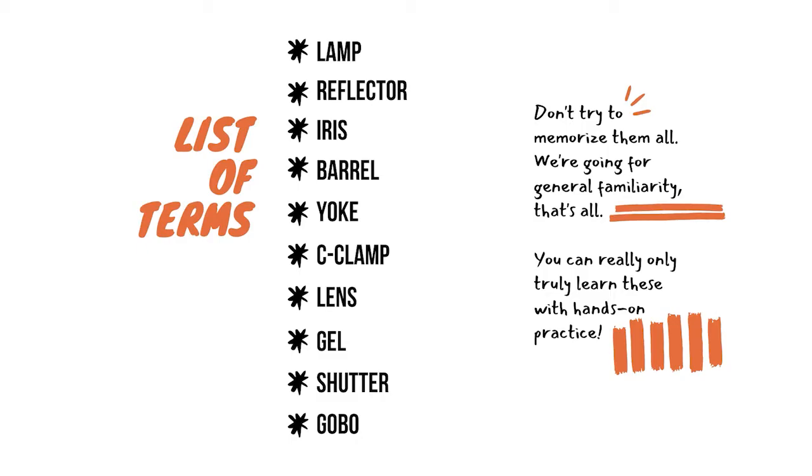Here's a vocabulary list of the terms that he's talked about so far, and there are 2 on this list that are coming up in the next segment. So once again, pause the video and make sure that you have them all. Don't try to memorize everything right now. The only way you're really going to learn all this stuff is if you ever get your hands on a real light.